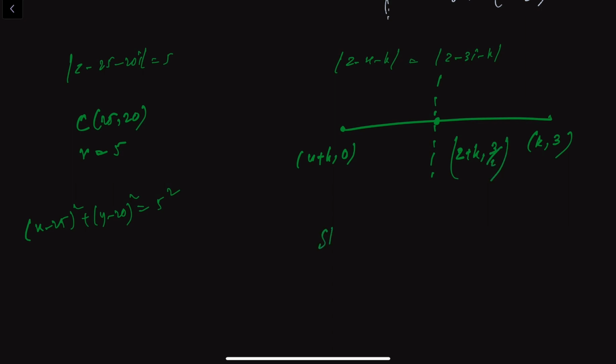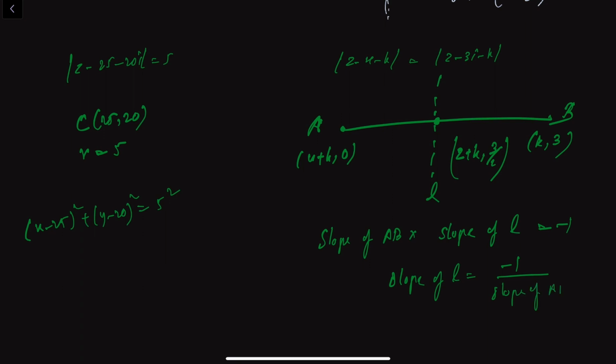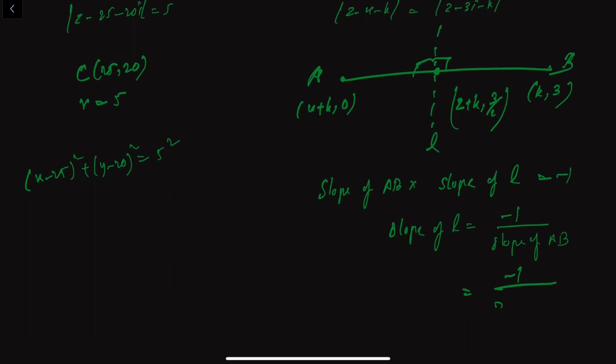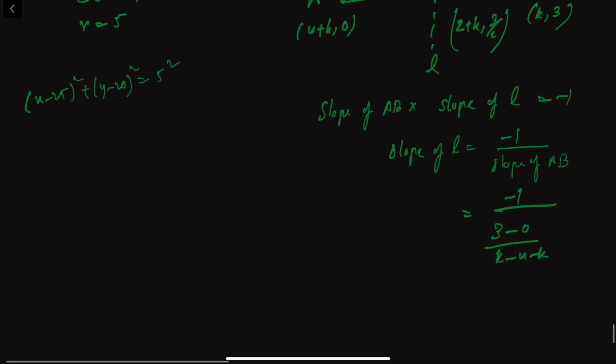Let's say this is some point A, this is some point B, and the perpendicular bisector is the line L. Since they are perpendicular, the product of slopes is minus 1, so the slope of L is minus 1 divided by the slope of AB. The slope of AB is (3 - 0)/(k - 4 - k) = -3/4. So the slope of L would be 4/3.